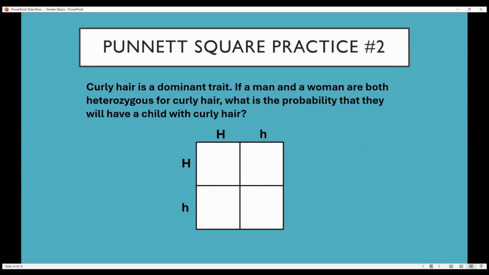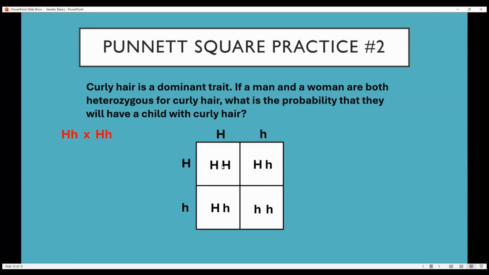Let's try another practice. Curly hair is a dominant trait. If a man and a woman are both heterozygous for curly hair, what is the probability that they will have a child with curly hair? So we set up the cross. They are both heterozygous, so they each get one uppercase and one lowercase. So now we just set up the Punnett square. One parent's genotype goes here, one parent's genotype goes there at the top. And now we just fill in the middle.